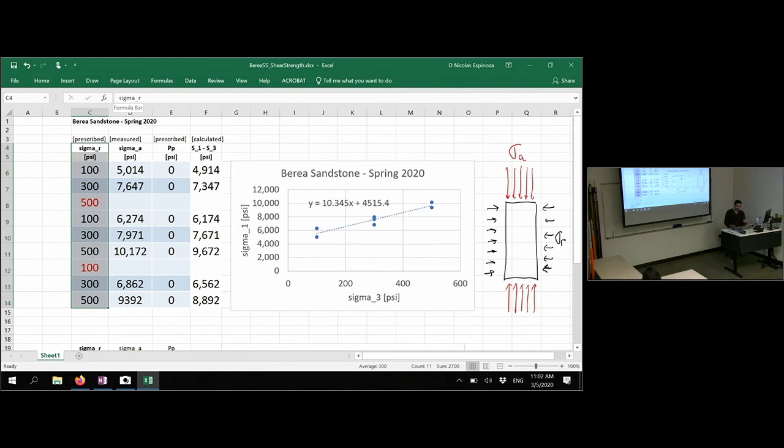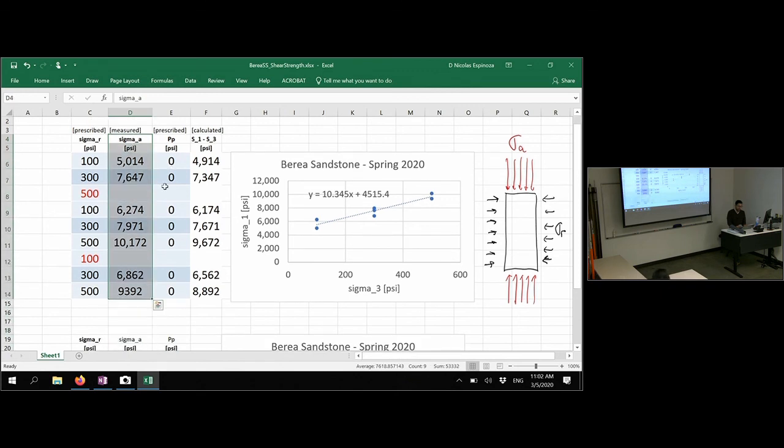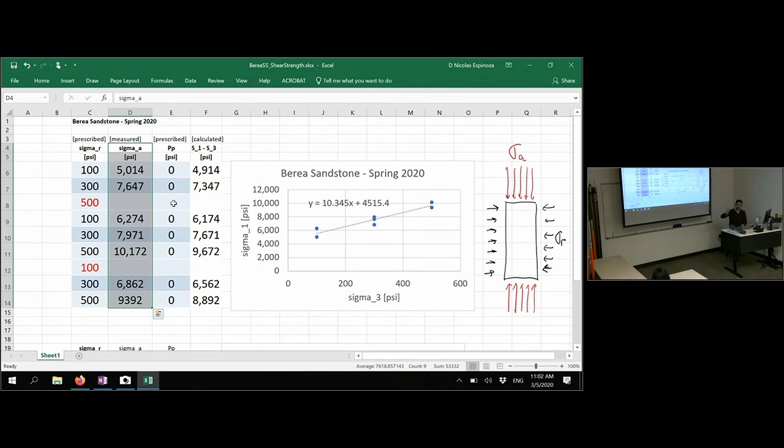The radial stress is something that we prescribe, that we set the value and we keep it constant. The axial stress is the maximum value that we measure. And remember that as we start loading, that load increases, and we are just putting the value of the maximum value.